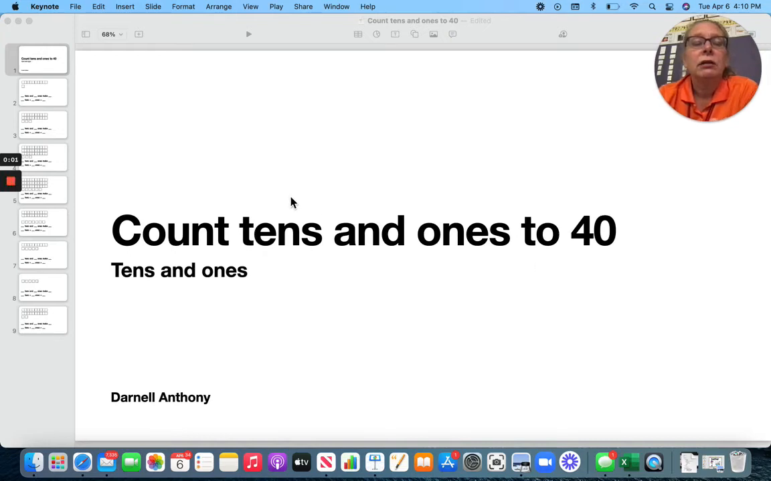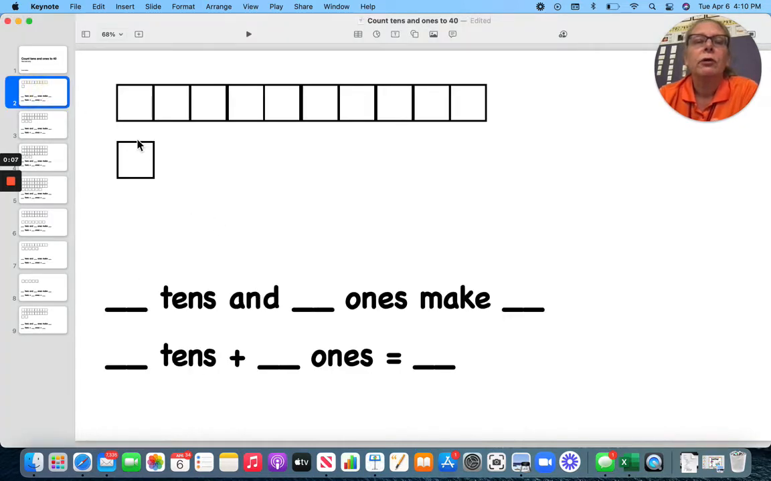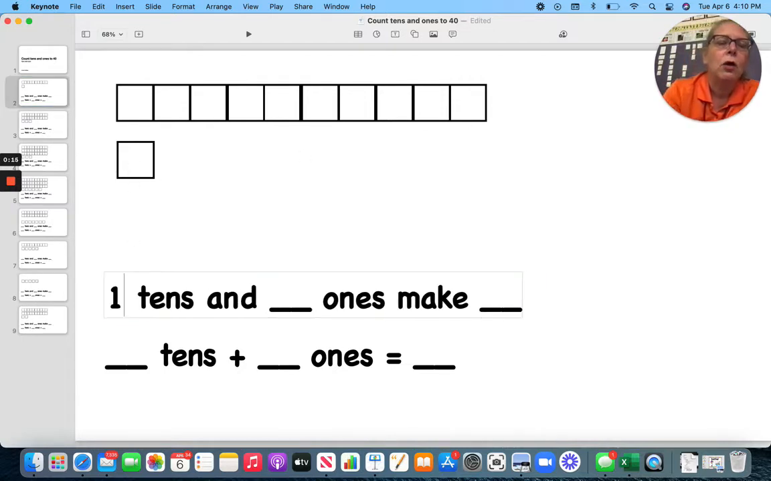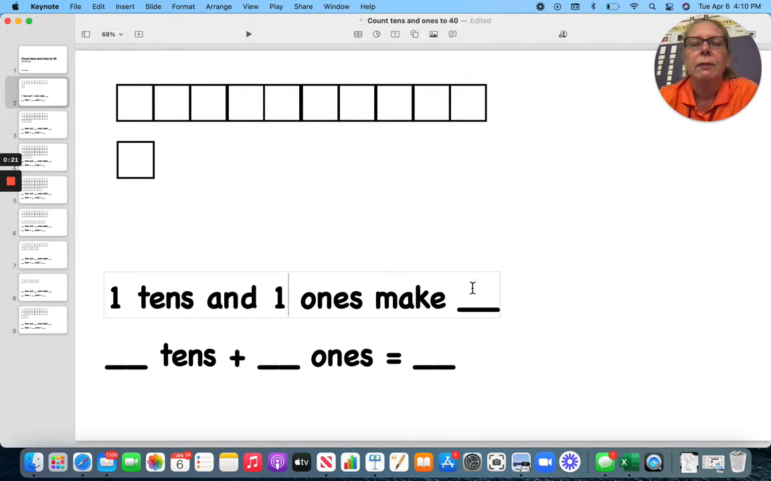Hi friends, today we're going to talk about counting tens and ones. So here, if you see this long line, remember it's 10. So we have 10 and we have one more. So we have 1 ten and we have 1 one, and that makes 10, 11.